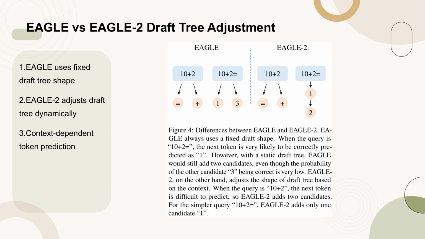Figure 4 illustrates the differences between EAGLE and EAGLE-2 in their approach to draft tree shaping. EAGLE maintains a fixed draft tree structure, which can lead to unnecessary candidate additions, such as predicting 3 after 10 plus 2 equals. In contrast, EAGLE-2 dynamically adjusts the draft tree based on the context, adding only one candidate, 1, for the same query. This context-dependent adjustment aims to improve the efficiency and accuracy of token prediction.